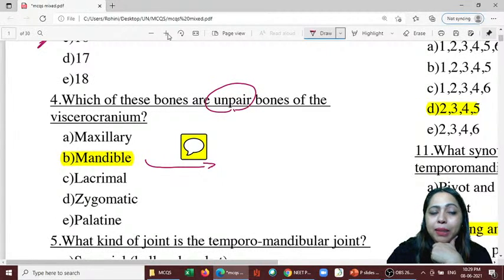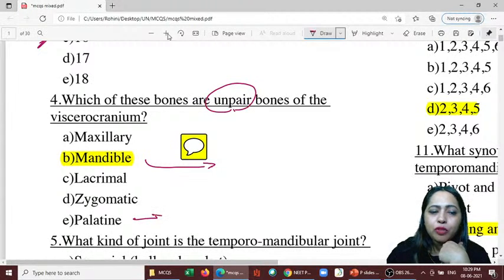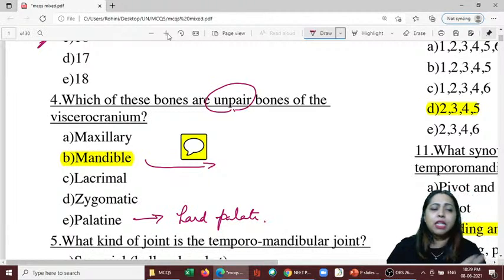Lacrimal is again two, on either side, maxillary also two, zygomatic is on either side, as you can see, and there is the palatine. Where is this palatine bone? Palatine is the one which forms the hard palate. So all of this is paired except for the mandible, which is unpaired.